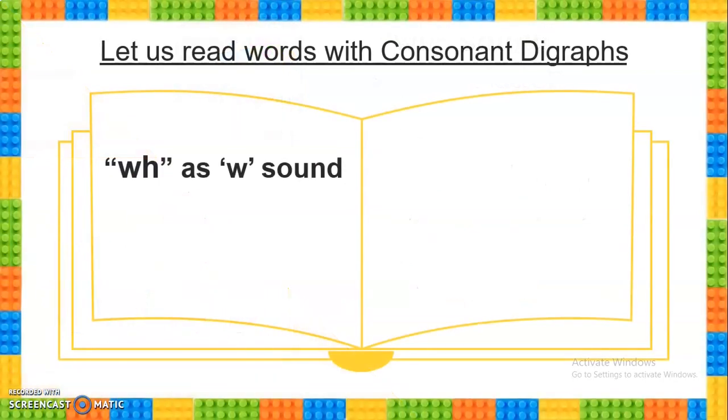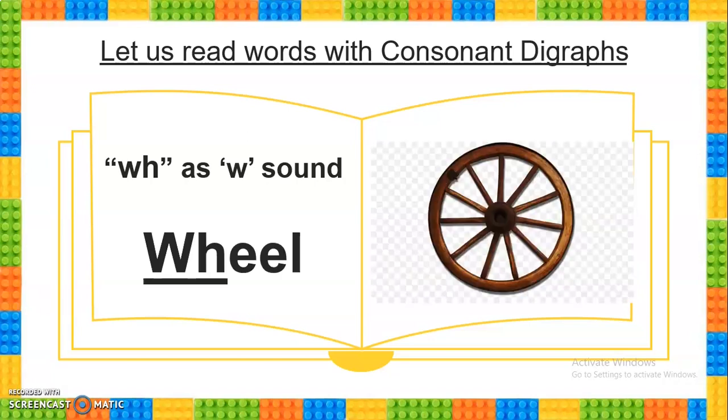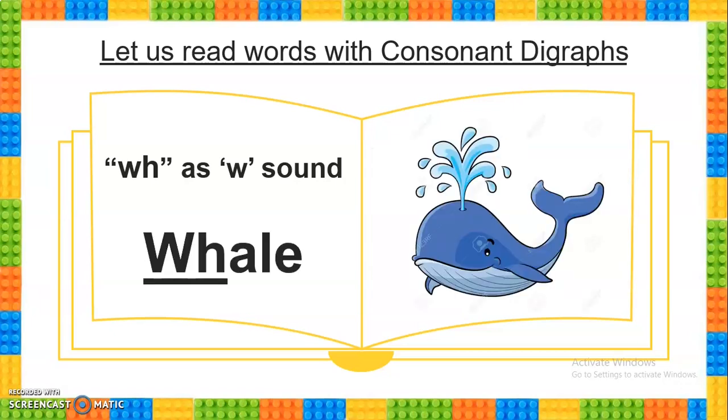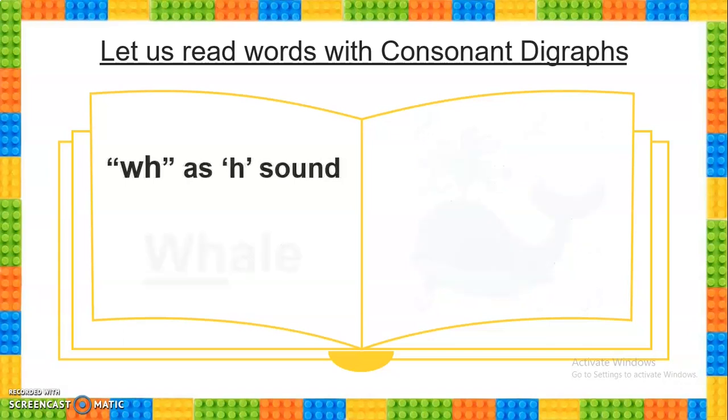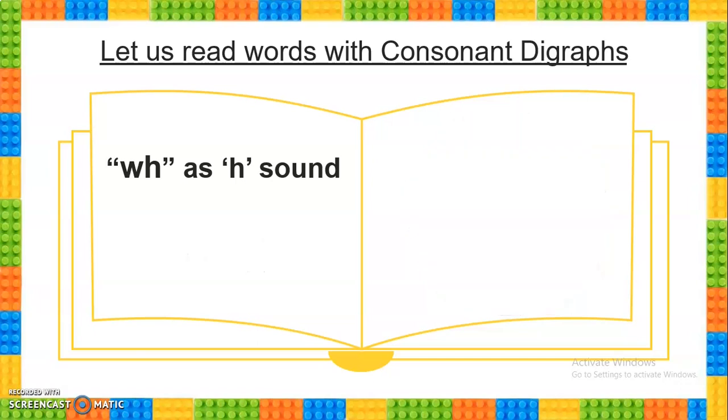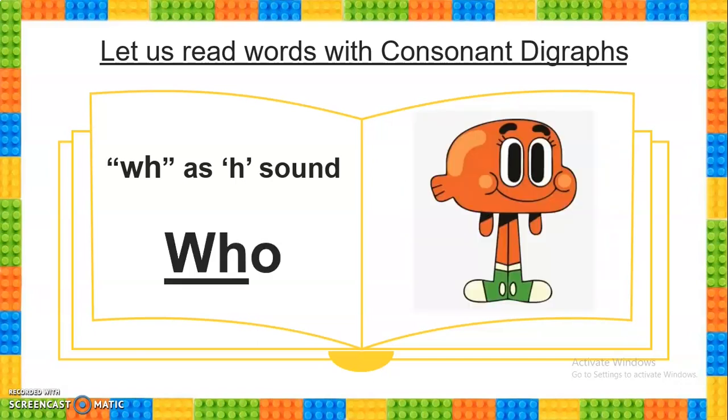Now let's practice the first sound, as the wh just makes the sound w. Will, will. Well, well. Now the wh consonant digraph pronounced as the h sound. Hall, hall. He ate the whole pizza. Who? Who is that? Who?